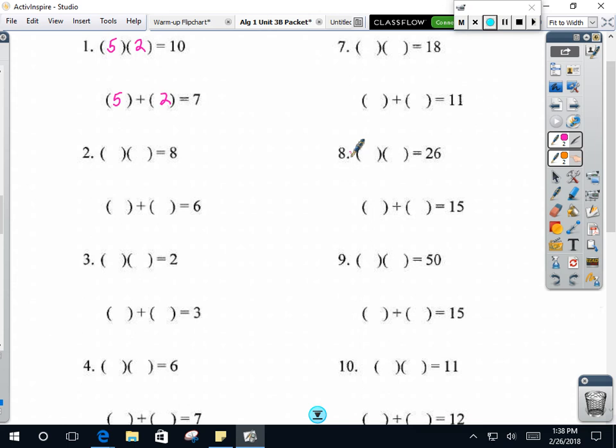All right, now number 2. What 2 numbers multiply to 8 and add to 6? Correct. 4 times 2 equals 8. 4 plus 2 equals 6.